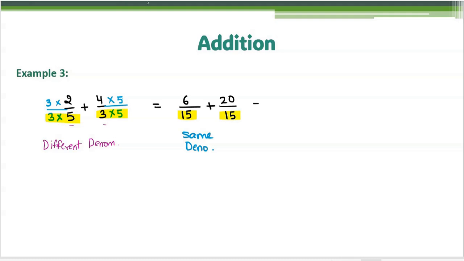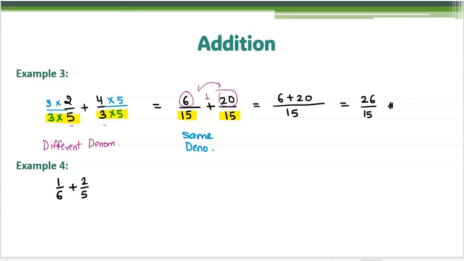So how do we proceed? We write down 15 and then simply add the numerators, because it's addition. We write 6 plus 20, and we get 26 over 15. This is the final answer.